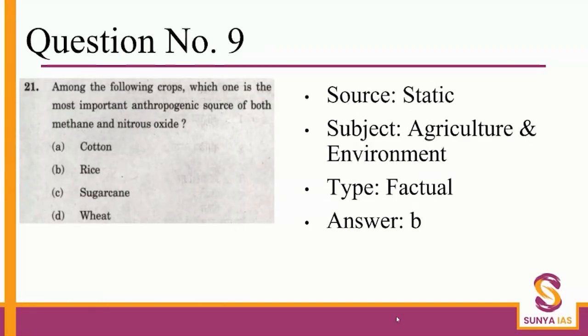Okay, among the following crops, which one is the most important anthropogenic source of both methane and nitrous oxide? So this is an agricultural and environment based question. It is a static question and it is factual. So either you know the answer to this or you don't know the answer to this. If you follow the newspapers properly, you will know the discussion going on about global warming and anthropogenic emissions, right? And you will be able to answer this question.